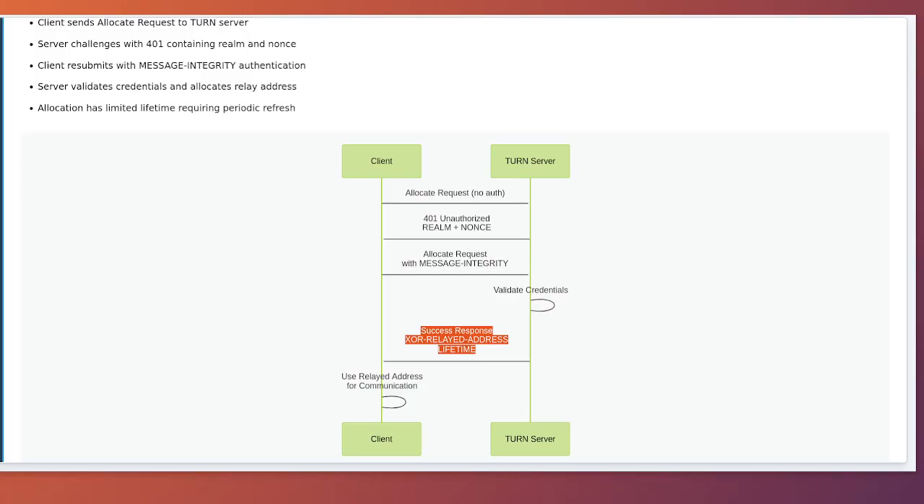This is the public IP and port that peers can use to send data to the client. The lifetime attribute indicates how long the allocation will remain valid. The XOR mapped address attribute provides the client's reflexive address as seen by the TURN server, similar to STUN. The client can now use this relayed address for communication with peers, and it must periodically send refresh requests to keep the allocation alive.